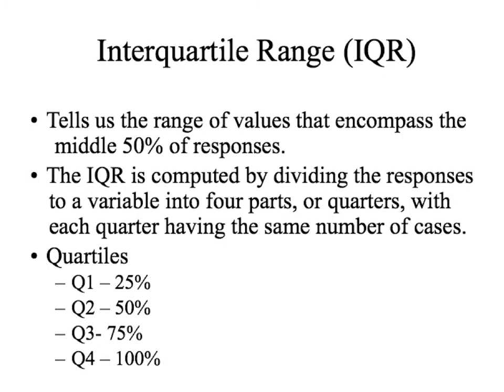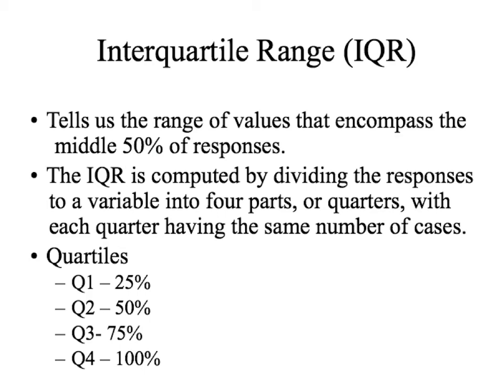So now we move to something called the interquartile range. And the interquartile range is concerned with quartiles. So basically when you divide the data up into fourths or into quarters, you create what are called quartiles. And when you do that, you're able to look at where the middle 50% lie. And so the interquartile range tells us the range of values that encompass the middle 50% of responses.